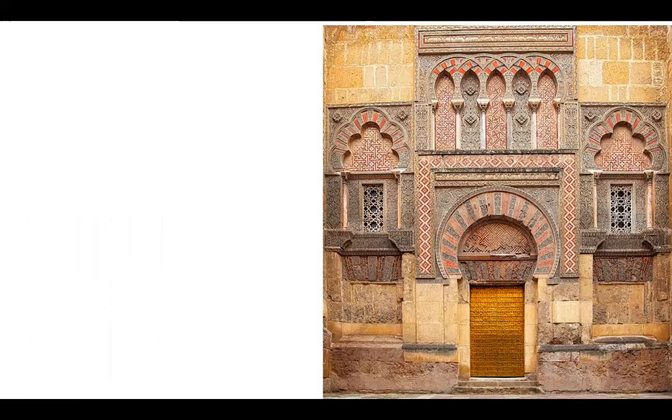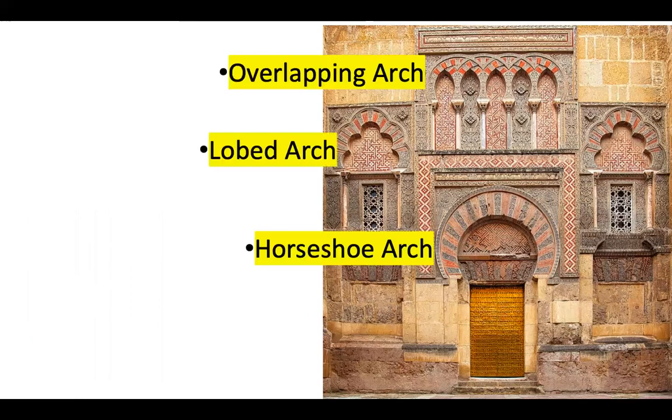Okay, so we're going to look at some details. This is a detail of the exterior of Cordoba. So you have the overlapping arch, which is an arch creating the 3-pointed arch. So you have one arch here that overlaps another arch, and in doing so creates that 3-pointed arch. The lobed arch is what this one is called, and then the horseshoe arch, which is this one here.